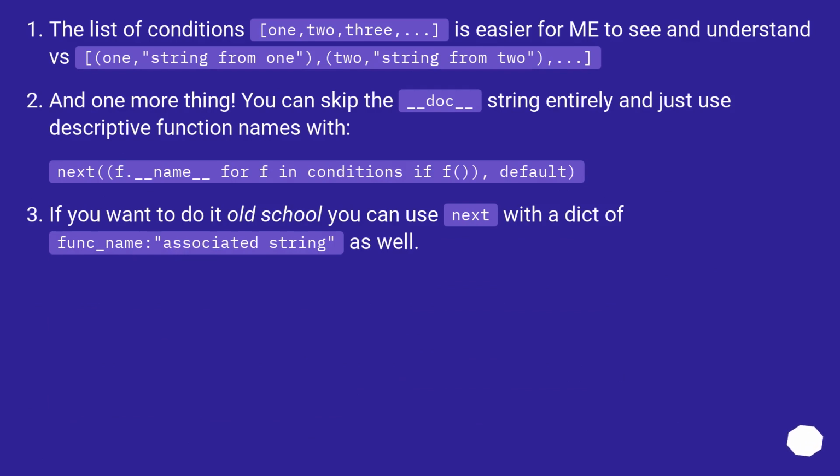The list of conditions, 1, 2, 3, ... is easier for me to see and understand versus 1, string from 1, 2, string from 2, ... And one more thing. You can skip the __doc__ string entirely and just use descriptive function names with next(f.__name__ for f in conditions if f, default). If you want to do it old school, you can use next with a dict of func_name: associated string as well.